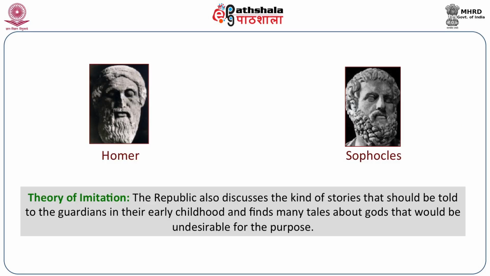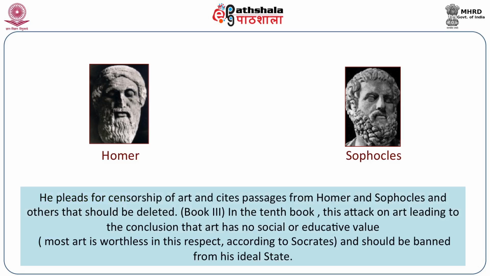The Republic also talks about stories that should be told to the guardians in their early childhood, and finds certain tales that would be desirable to be told. But the other stories should not be told to the guardians. Plato was for censorship of art, and he cites passages from Homer and Sophocles, and he thinks that those passages should be deleted. And he comes to the conclusion that art has no social or educative value, that art is worthless and therefore should be banned from the ideal state.